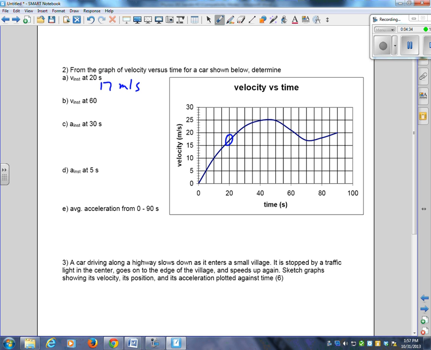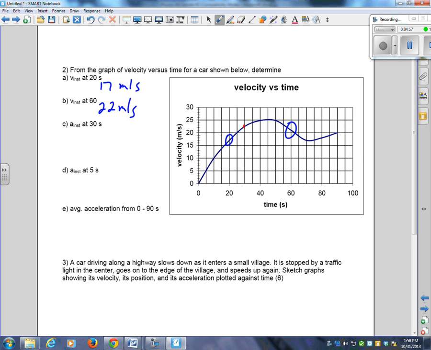V inst at 60 seconds. Read it off the graph. It's about 22. Right? 21, 22, something like that. Okay, now A inst at 30. How do we find instantaneous acceleration at a certain point?